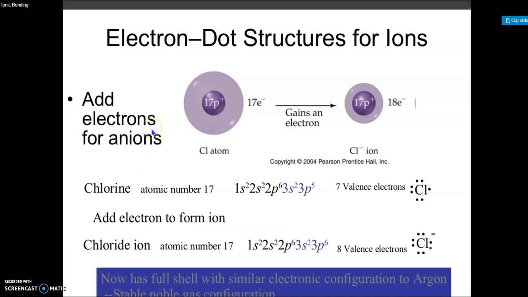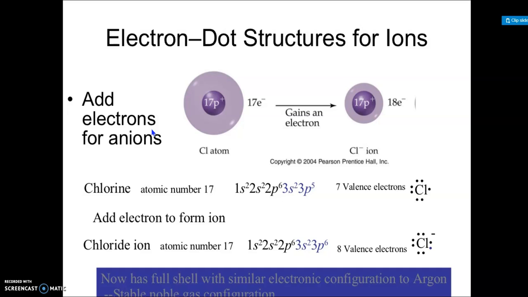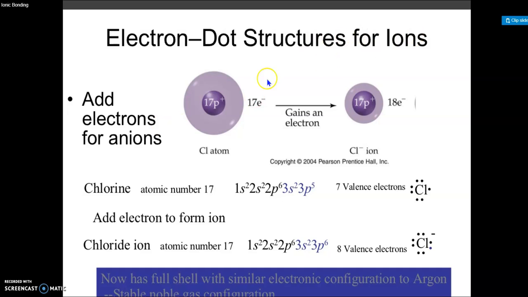Now here is the electron dot structure of the chloride ion. The chlorine atom has 17 protons in the nucleus and 17 surrounding electrons. On gaining an electron, the protons stay the same as in the atomic state, but the electrons change: 17 is converted into 18 after the gain of 1 electron.